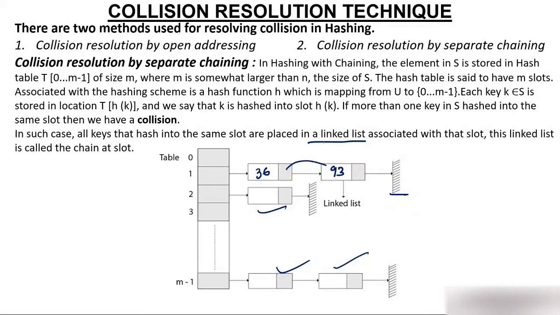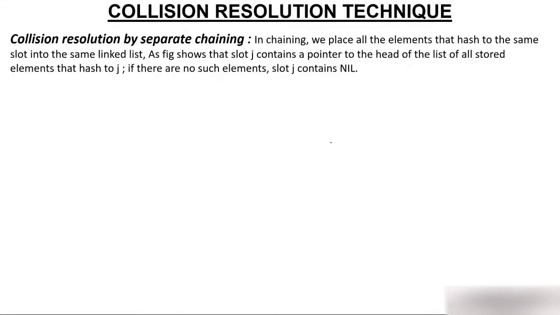I'll not read it, so it's your job to read and understand. My job is to explain what I'm trying to tell you. I'll also solve the question. Let's start. Collision resolution by separate chaining. I'll read this small part. In chaining, we place all elements that hash to the same slot in the same linked list. This is what I already told you. If more than two elements are taking the same slot, we keep them in the same linked list.